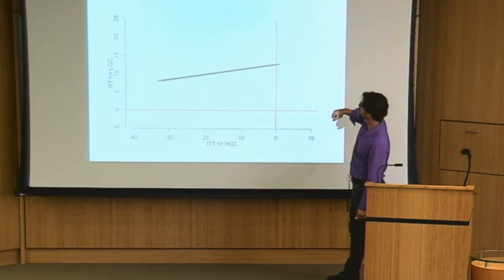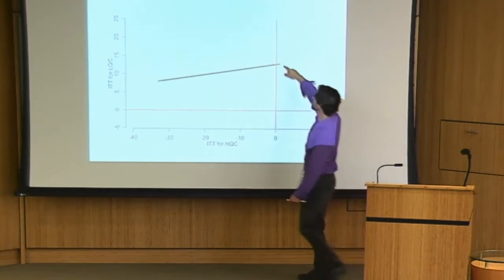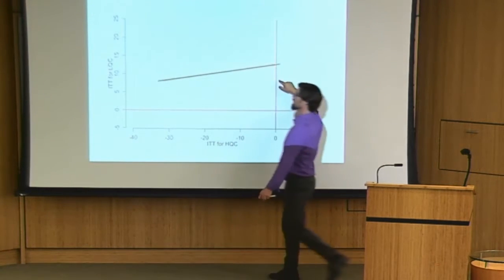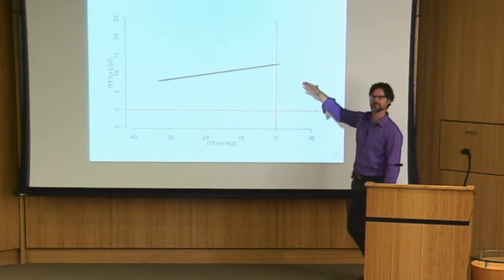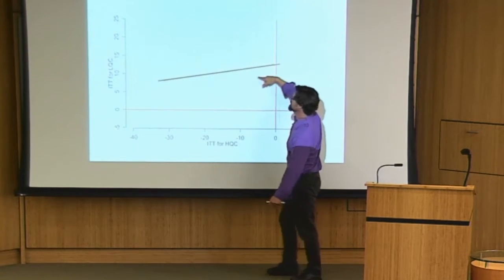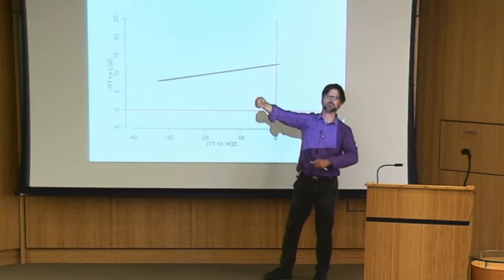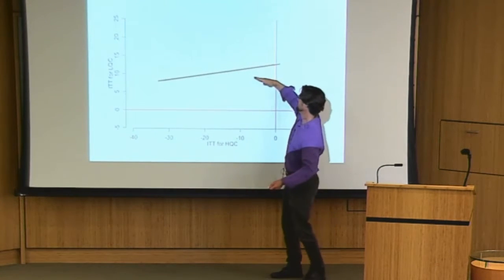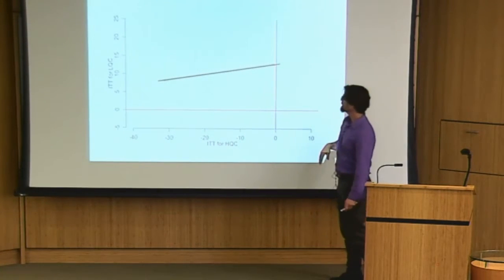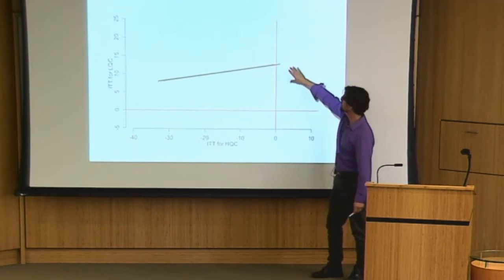Which suggests that I drew this line backwards. This is wrong. Somehow this line is supposed to be down like this. I apologize. I will fix this. Because it's a trade-off. The bigger the treatment effect in one group, the smaller it has to be in the other. So I apologize, this line should be going like this. I'm not sure why it's doing the wrong thing. I'll just pretend it's not happening.